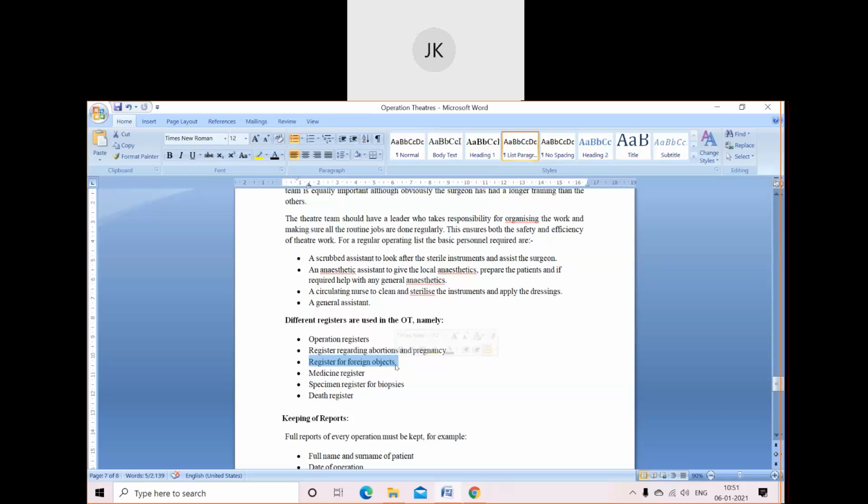Ma'am, to keep a record of the foreign bodies that are being removed from a patient's body. Yeah, Joydeep, right? Yes, ma'am. True.